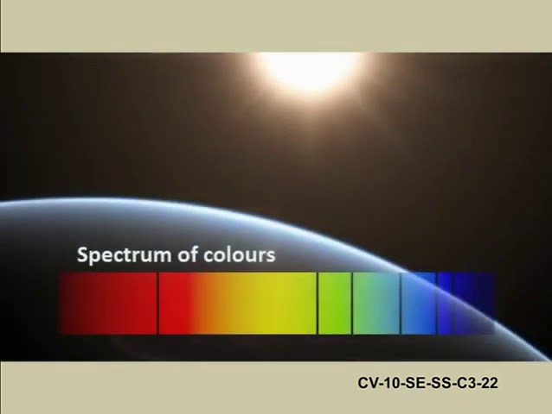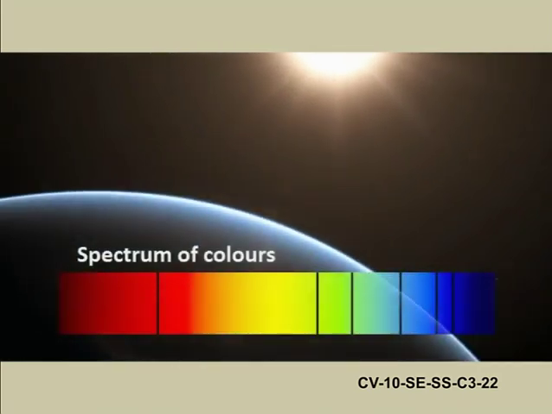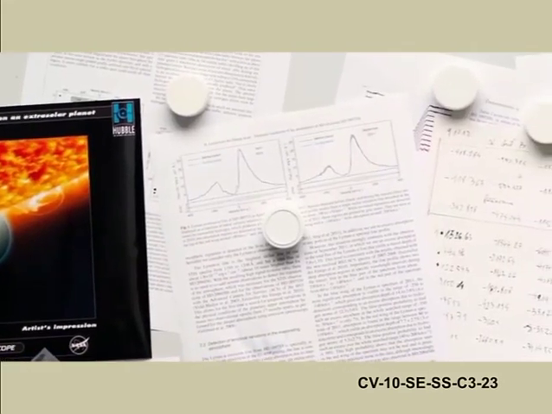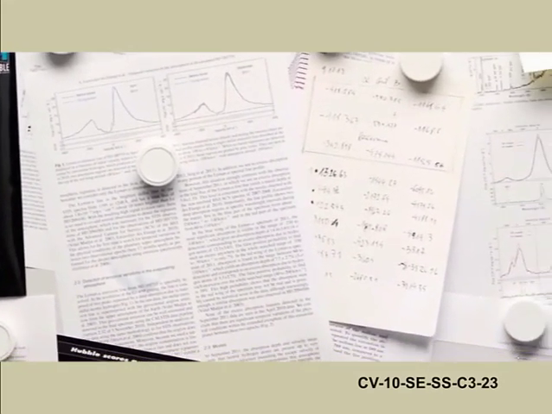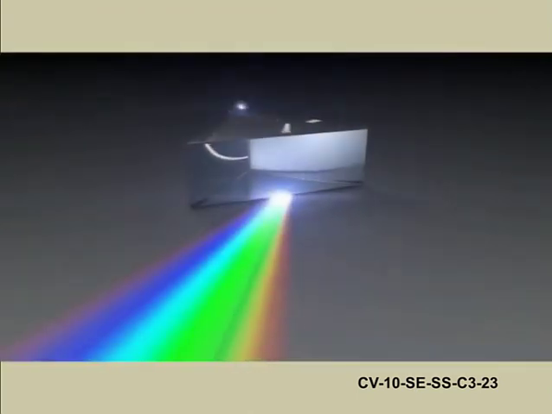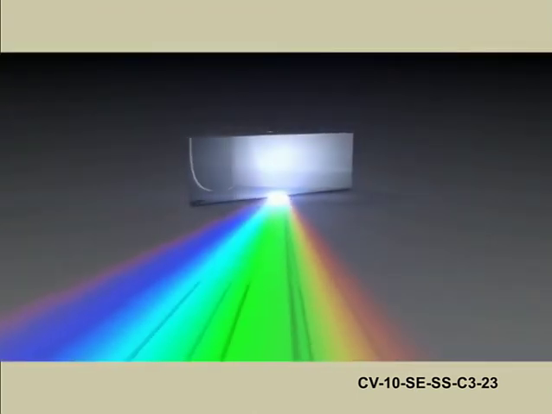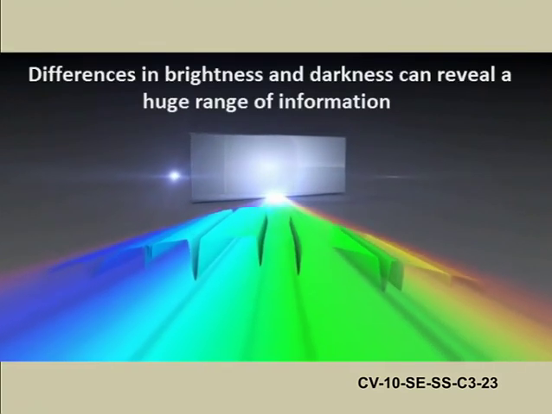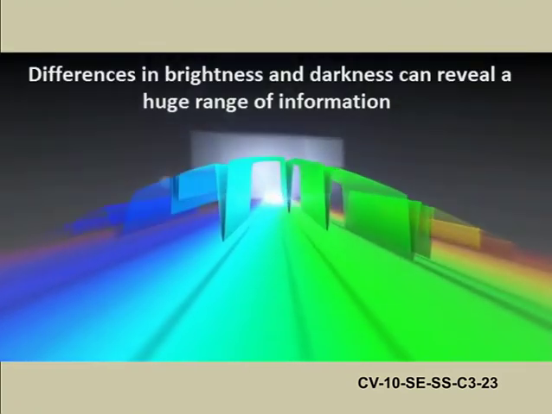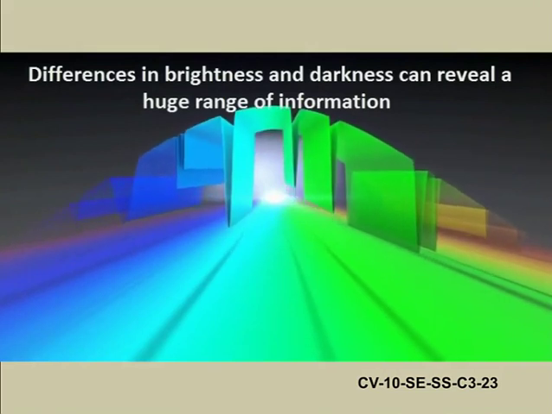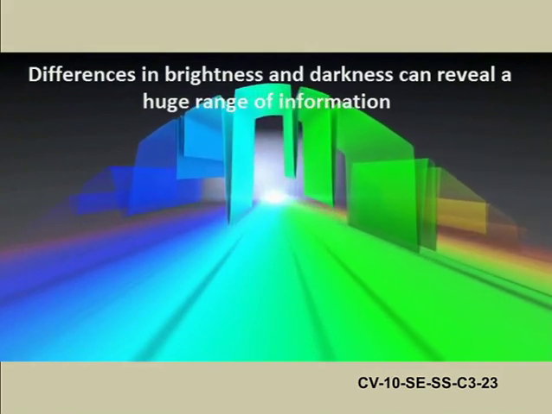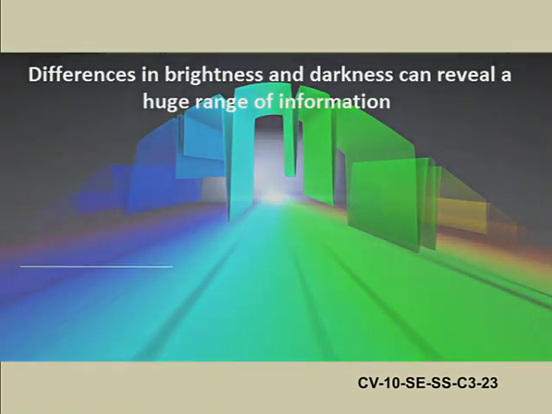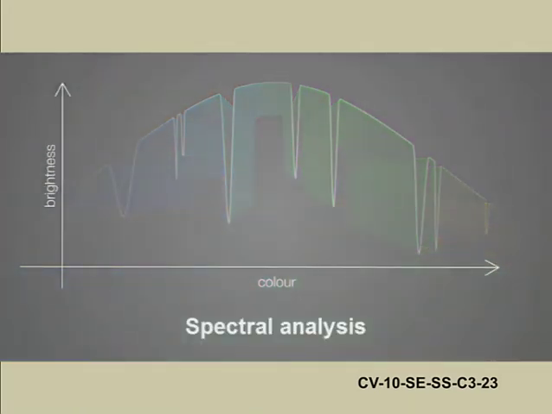For the scientists, light from a distant star is a rainbow, which they call a spectrum of colors. They represent their observations in the form of graphs. Light coming from a distant object produces a spectrum. Differences in the brightness and darkness can reveal a huge range of information such as chemical composition, temperature, and even distance of the object from us. This study is called spectral analysis.